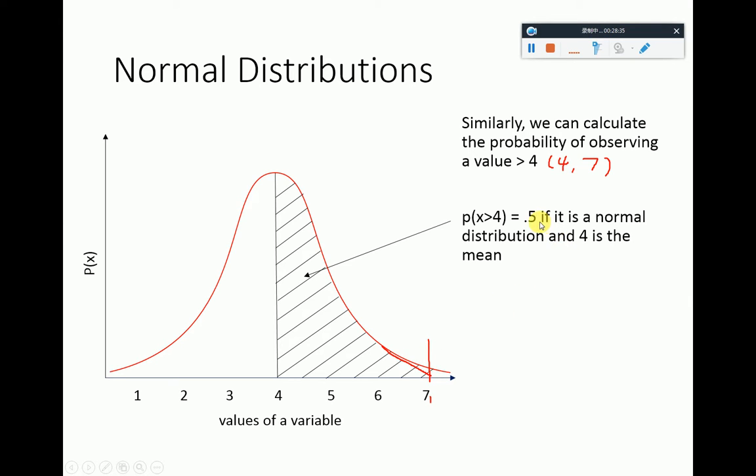Okay, so here is the probability. The probability of observing any value that's greater than 4 is 0.5, provided that these values are normally distributed and 4 is the mean. It's also the median, it's also the mode. Okay? 0.5 will also be the probability of observing a value that's smaller or no greater than 4, because that's 1 minus 0.5, which gives you 0.5.